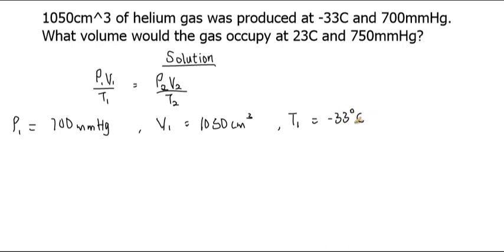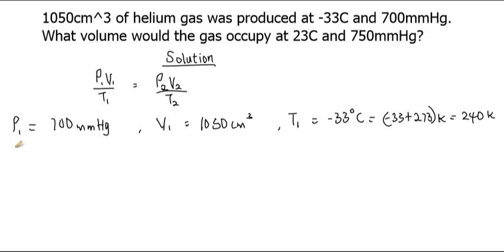And we'll be converting this to Kelvin. To convert to Kelvin, we'll be adding 273 to whatever value we have in degrees Celsius. So here we have minus 33 in degrees Celsius, then the 273 we'll be adding for the conversion. Minus 33 plus 273, our unit Kelvin. So this gives 240, the unit in Kelvin as well. Now this is for the initial values.